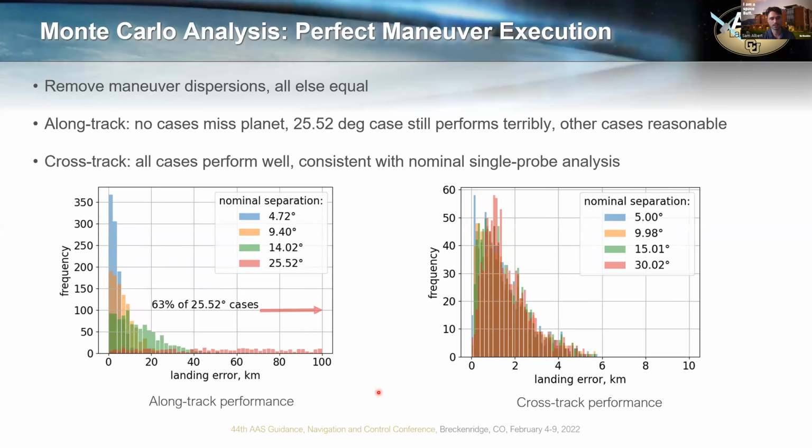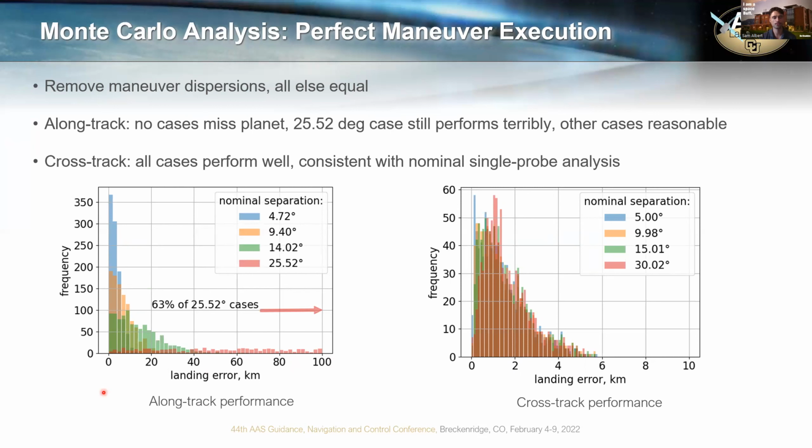Another interesting difference here shows up when we look at, okay, well, what if the jettison velocity is performed perfectly? Remove the maneuver dispersions and everything else is kept the same, perform another Monte Carlo analysis. And then we'll look at the long track results on the left. No cases are missing the planet. This is significantly better. And for the first 3, this is starting to be what maybe we would call acceptable. 40 kilometers is still large, but that's close to what we saw earlier for the regional probe. But then we still have a much larger dispersion for this 4th case.